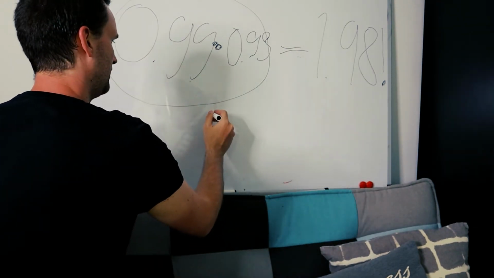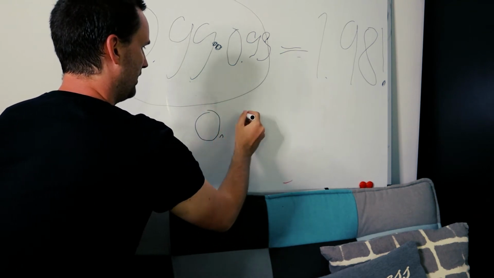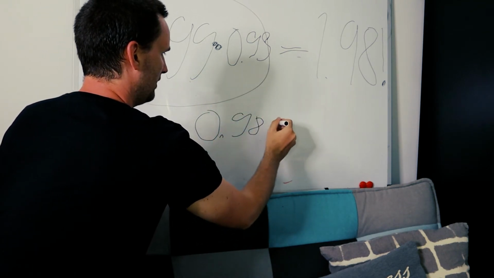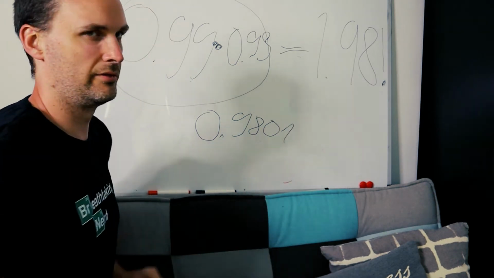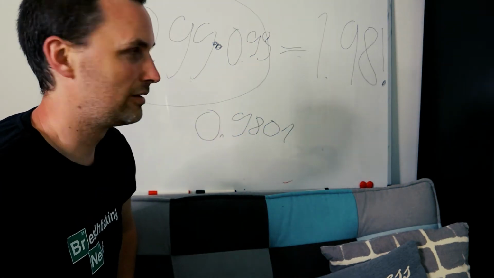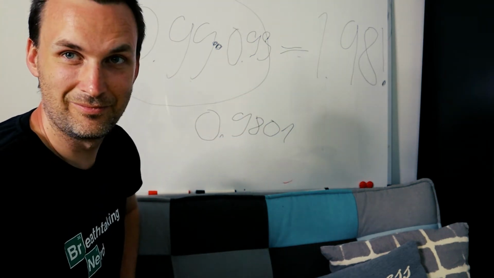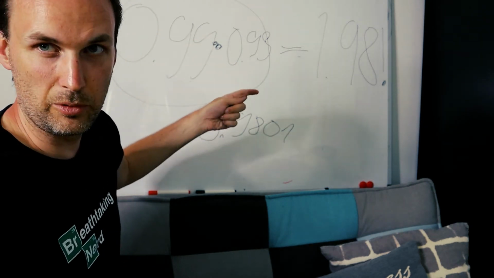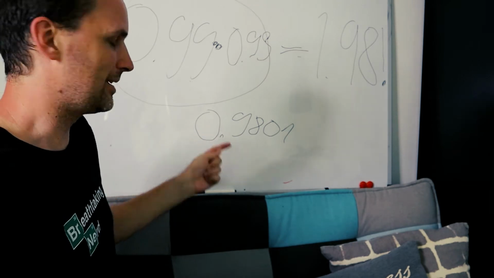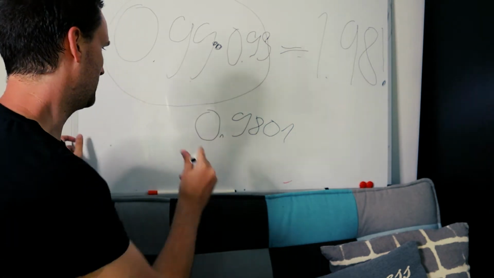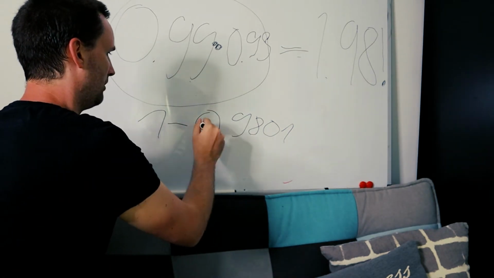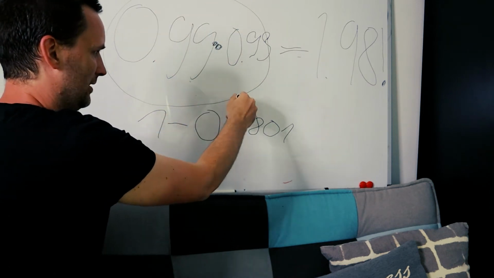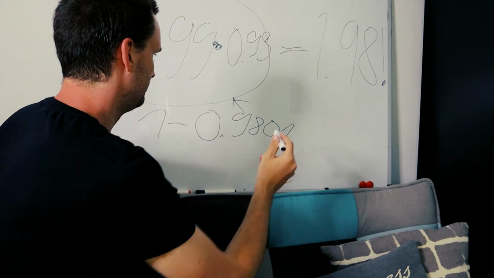It's 0.9801. That's not 1.98, but if we want the other side of the probabilities, we have to subtract that from 1. Okay, so we got 1 minus this. And what is that?